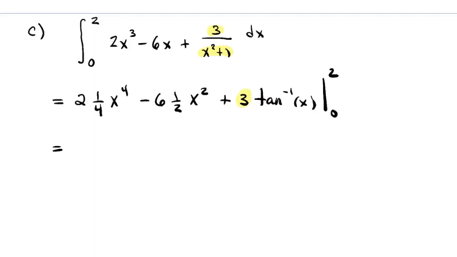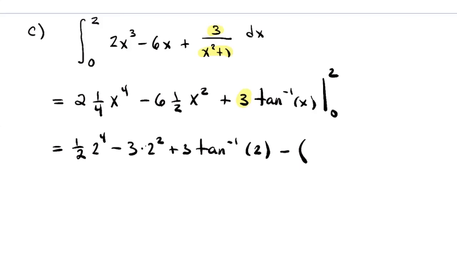I'm going to simplify my fractions as I go here. 2 times a quarter is a half. So I've got a half of 2 to the 4th. 3 times a half, 6 times a half is 3. So that's 3 times 2 squared, plus 3 times the inverse tangent of 2. I'm just going to put that. That's calculator work. And now I have to subtract. Always use a parenthesis when there's more than one term.